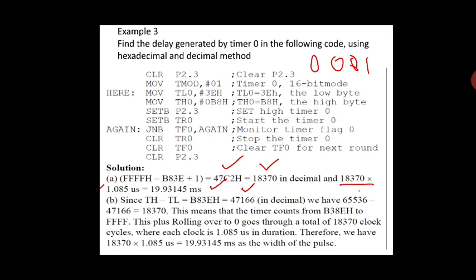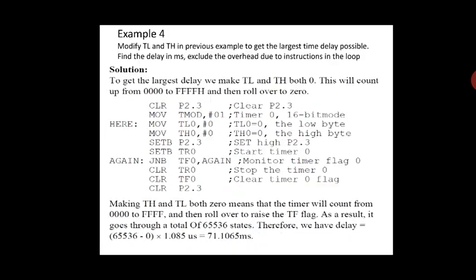I hope this program will be clear for you, so that you can change it. Sometimes you can work it out by changing the values of TL0 and TH0, so you may get different timing intervals. Now let us move to one more example. Modify TL and TH from the previous example to get the largest time interval possible in milliseconds. When I say the largest possible time interval, exclude the overhead due to instructions in the loop. We need not consider any overhead.